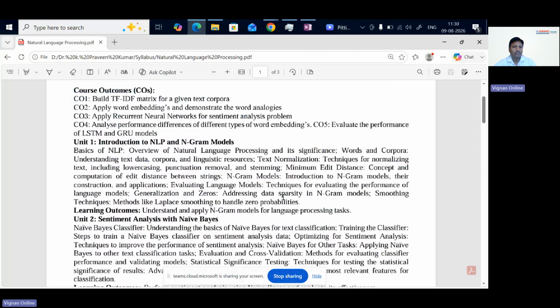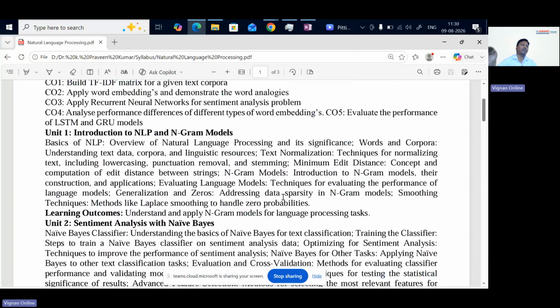First of all, let me show you the syllabus, what we have done, what we have learned. We have seen the introduction to NLP and n-gram models. What is natural language processing? We have seen how the language that human beings understand, which we call natural language, is processed. Processing means understanding it and even generating it also. That's what is called the NLP part.